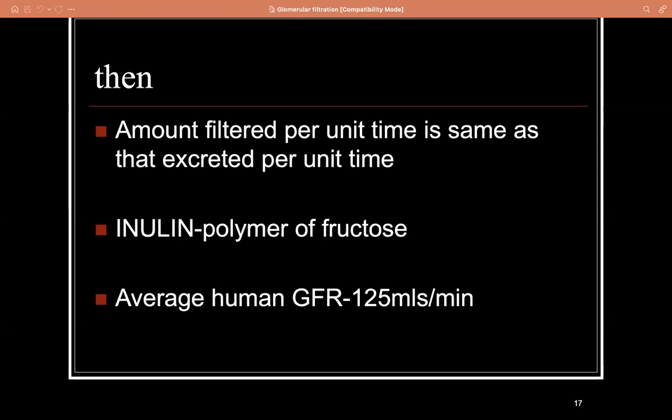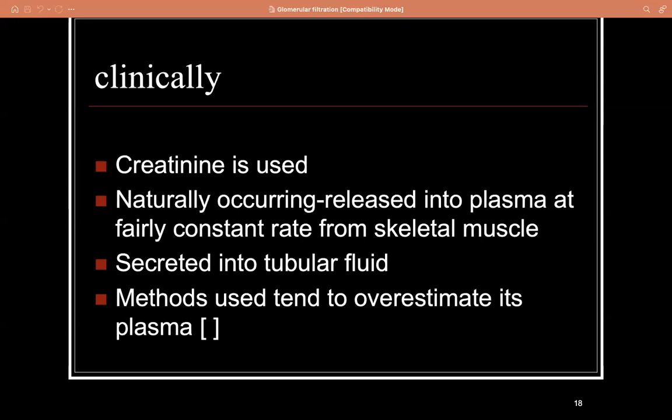However, from a clinical point of view, just go to the next slide, okay? From a clinical point of view, you'll find that we use certain substances. And creatinine is something you're going to be using all along. Creatinine is a substance produced within the body. It's naturally occurring, released into plasma at fairly constant rates from skeletal muscle.